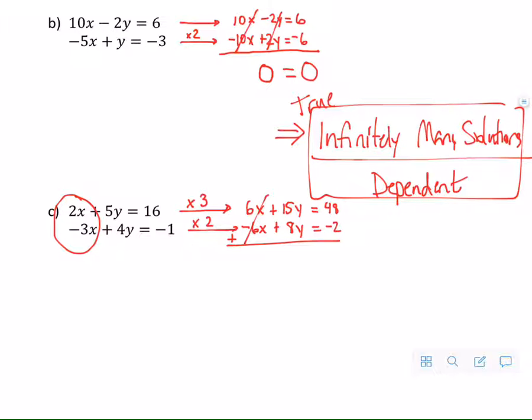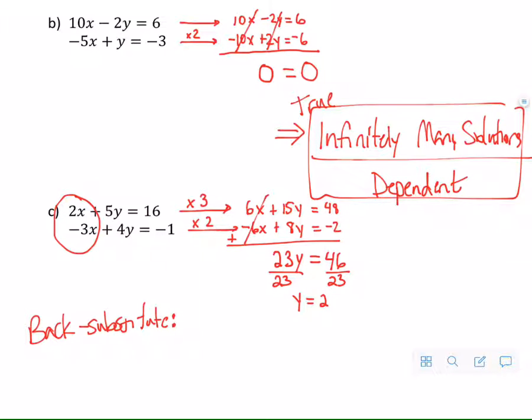The 6x is gone. 15 plus 8 is 23y equals 46. Divide both sides by 23. y is 2. Now back substitute. Are we okay with the 2?